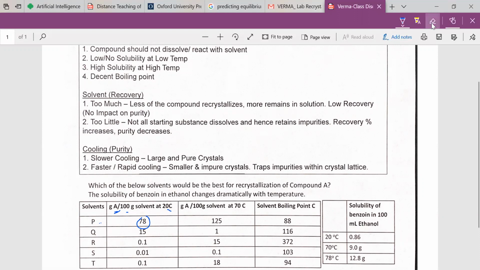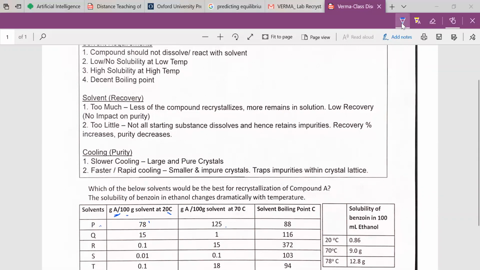However, at 70 degrees, 125 grams of this compound dissolves in 100 grams of solvent P. Now, what is the requirement that we need from this solvent? It should have low solubility at low temperature. But what we see is it is almost 78% solubility, which is a high amount. And hence, we will not consider solvent P to recrystallize out compound A.